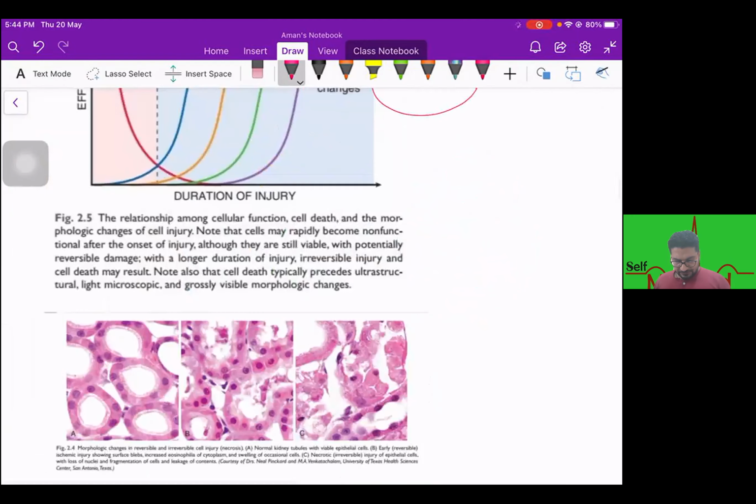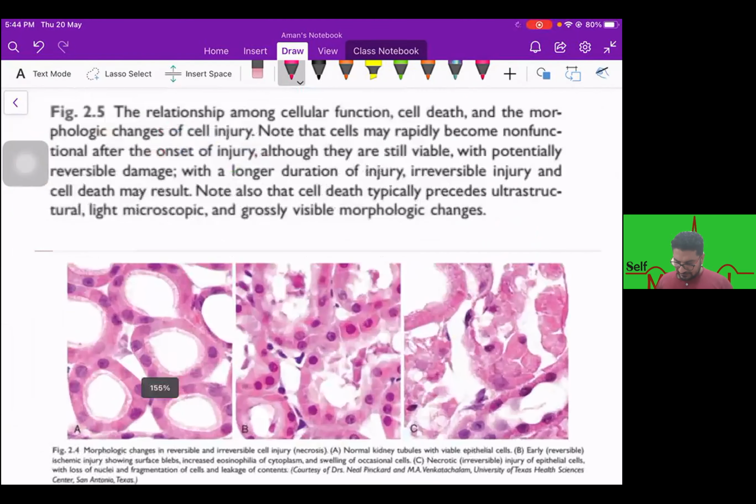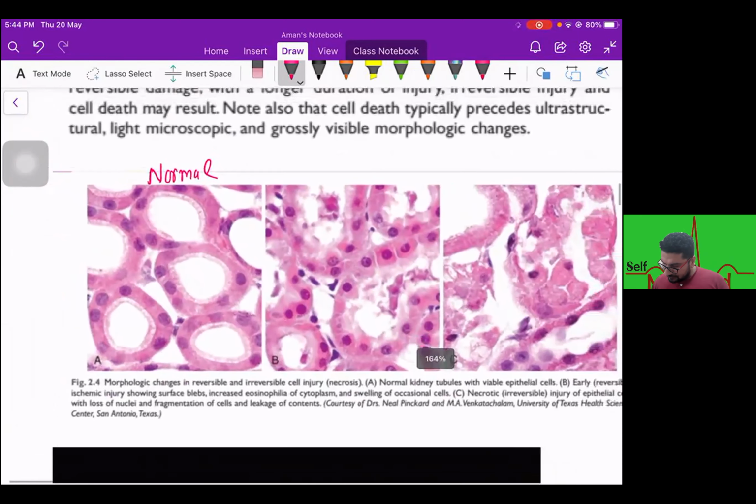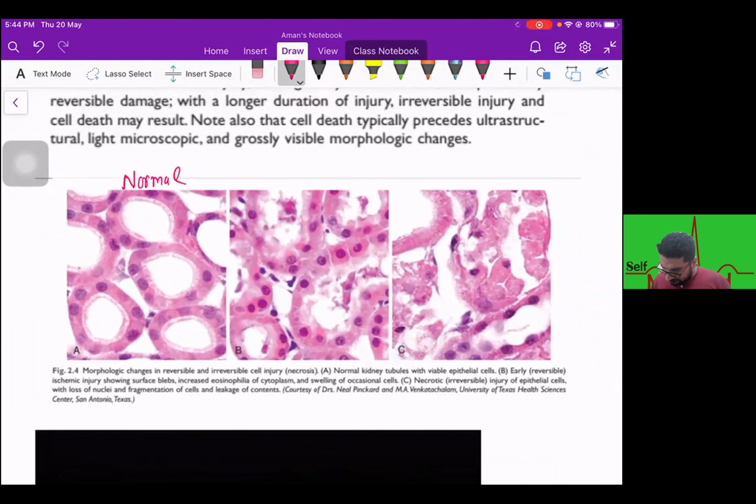Okay, if I move forward, I can show you some images. For example, just see this image. Initially this is your normal kidney slide. If you compare this with that, you can see there is cell swelling with formation of blebs. You will see the bleb formation and cell swelling. Here you will see this injury is considered reversible.